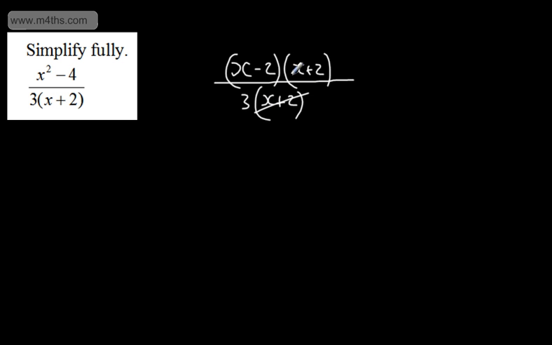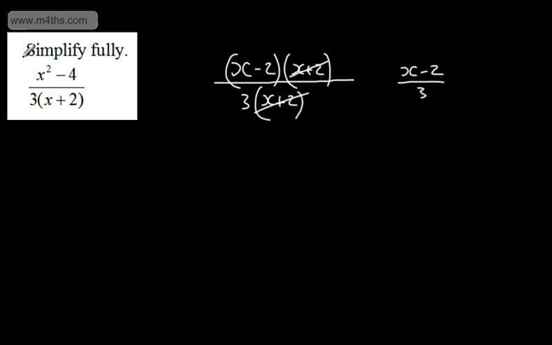Okay, let's look at this one. Simplify fully. At this moment, it doesn't look like we can do much. But if we can spot that this is the difference of two squares, we can factor this. So if we've got x squared minus 4, we can factor that to x minus 2 multiplied by x plus 2. So that's a difference of two squares. We'll have now 3 lots of x plus 2. We can see that the x plus 2's are going to cancel, and we can simply write this as x minus 2 over 3. And that would now be our simplified fraction. Difference of two squares, we've gone ahead, factored and simplified.